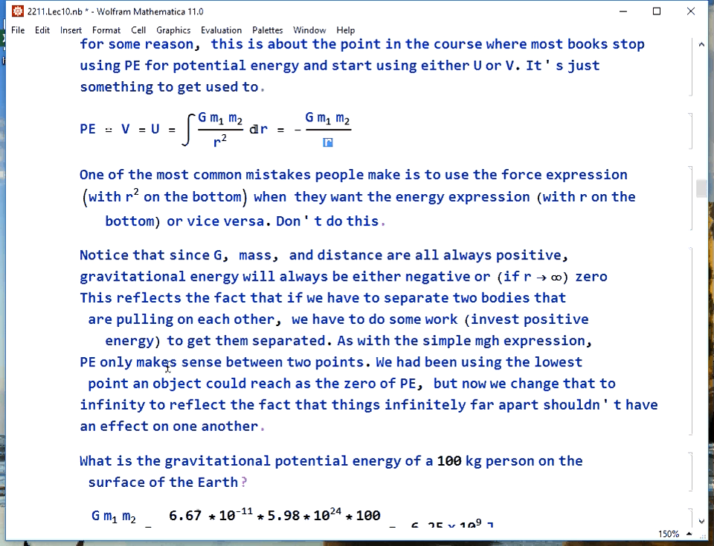This potential energy only makes sense between two points, just like mgh only made sense between two points. We used to use the lowest point an object could reach as our zero potential energy, but now what we use as our zero is infinity, and what that says is two things infinitely far apart shouldn't affect each other.